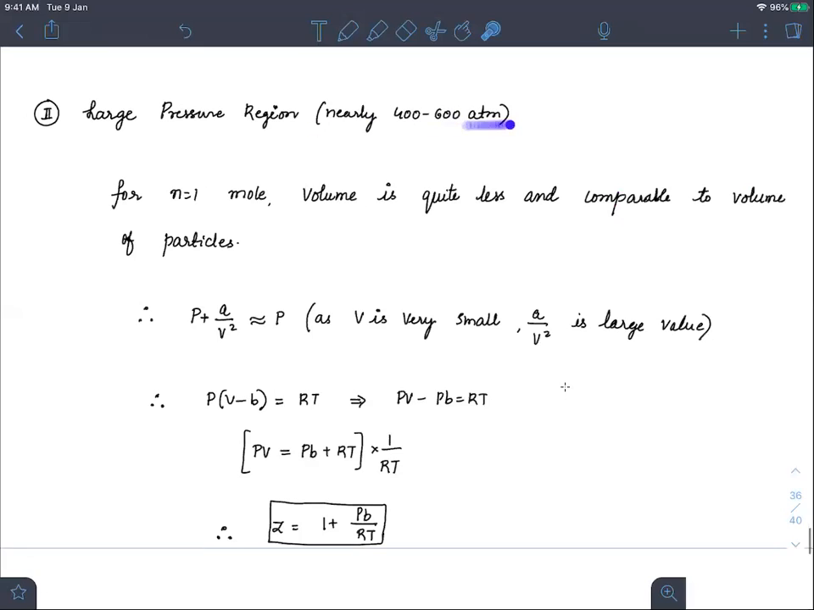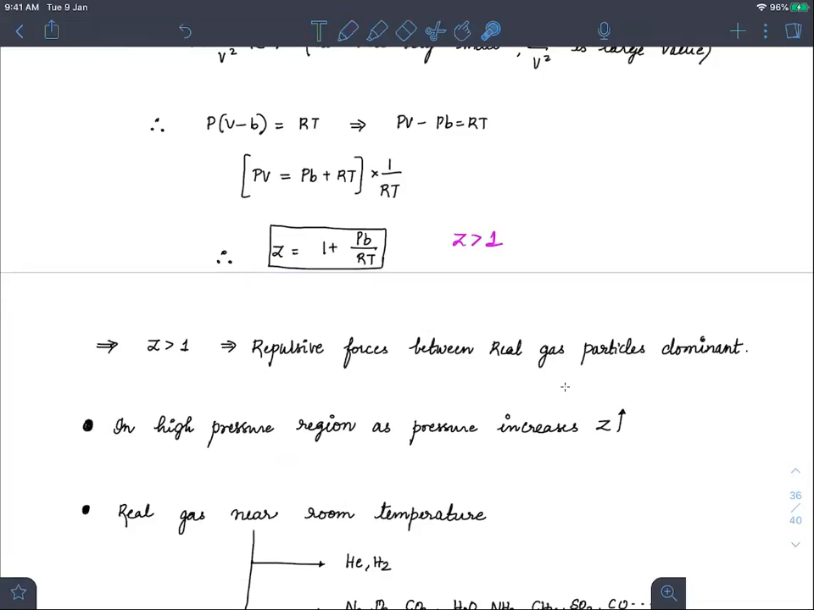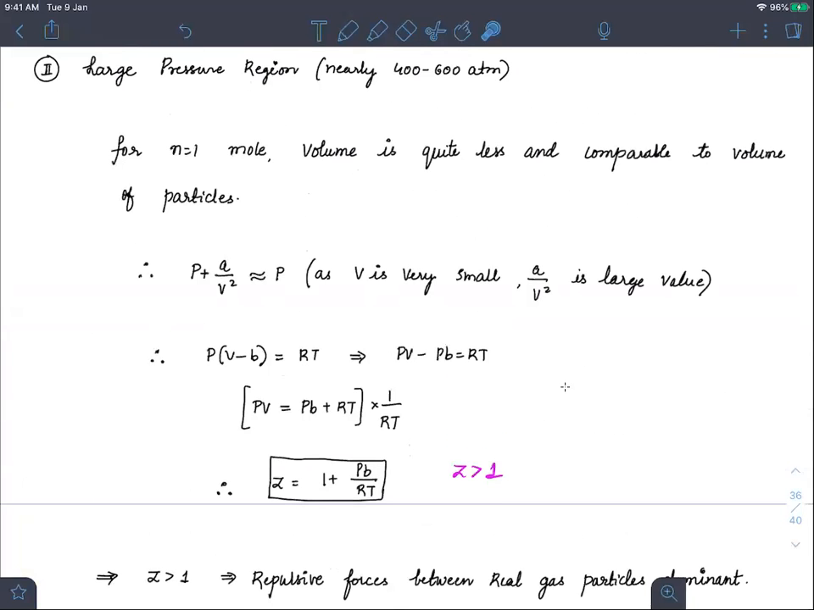If you have a very large pressure, nearly around 400 to 600 atm, then this an²/V² value is ignorable. So P(V − nb) = nRT, and you will see Z = 1 + Pb/RT. So here Z is always greater than 1 at very high pressures. Got it? And since Z is greater than 1 at such high pressures, repulsive forces will be dominant, because particles are coming so close to each other that repulsive forces dominate. So what about between 70 and 400? You will have both characteristics.